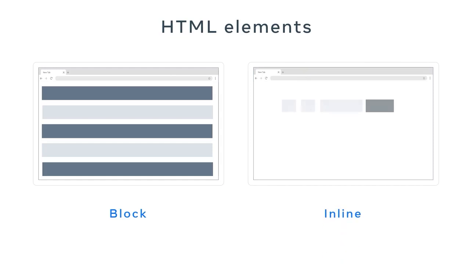Inline elements only occupy the width and height of their content. They don't appear on a new line, hence the name inline. Therefore, multiple inline elements can form a row of elements.